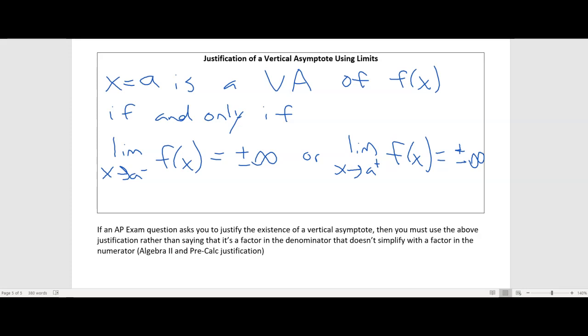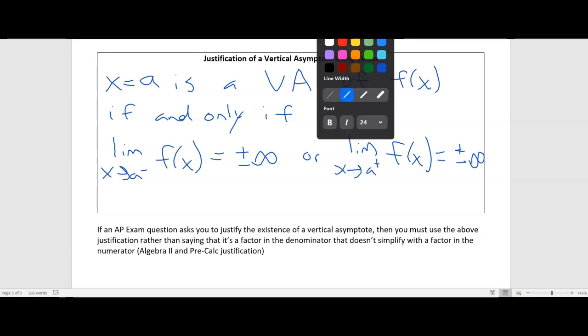So essentially, you can prove that there is a vertical asymptote of a function at a specific value if either of the one-sided limits approach positive or negative infinity. So again, this is our calculus justification. In pre-calc, you may have justified a vertical asymptote by saying that the denominator of a function was equal to 0, and the numerator was equal to some other number than 0. But now we're looking at how we could justify this using calculus.